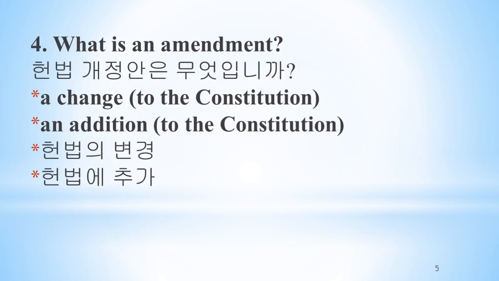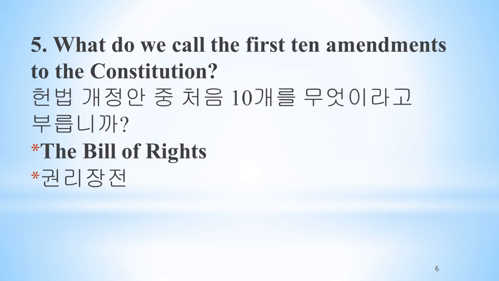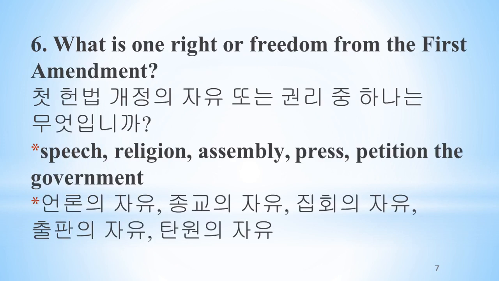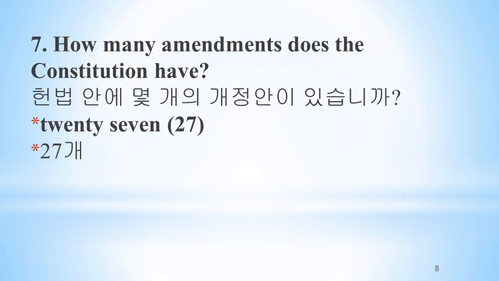What is an amendment? A change to the Constitution. An addition to the Constitution. What do we call the first 10 amendments to the Constitution? The Bill of Rights. What is one right or freedom from the First Amendment? Speech, religion, assembly, press, petition the government. How many amendments does the Constitution have? 27.